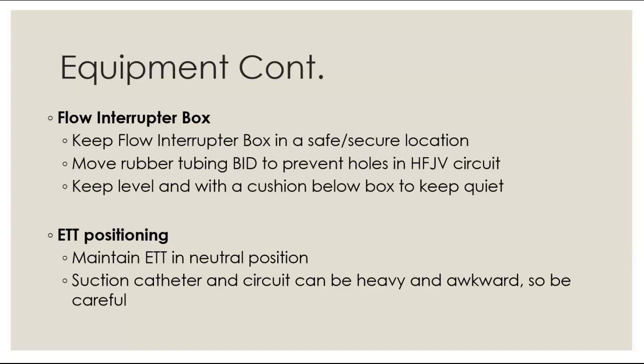We want to keep it level. You don't want it to be leaning or adjusting in any way. And then have a cushion below for proper neurodevelopment. ET tube, you want to make sure it's in a neutral position. You can flip the circuit back and forth. It just sometimes takes a little bit of practice. It's okay if you need a little bit of help with adjusting. Just like with all other ventilator circuits, it's glorified Legos, so there's a lot of turning and twisting and adjusting that can happen, but it's absolutely appropriate to turn things so that you have that ET tube in a safe place, because that's the last thing we want, is for our endotracheal tube to come out.